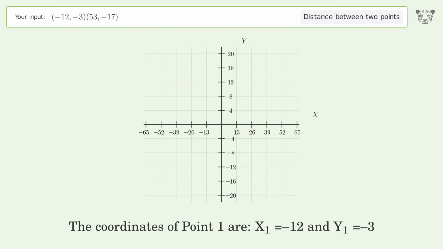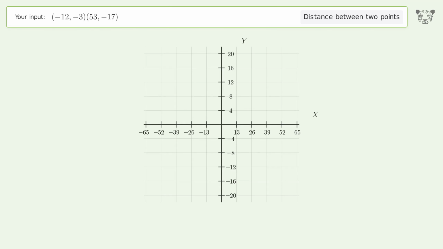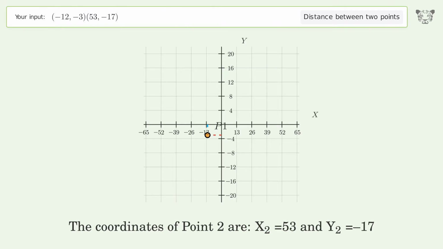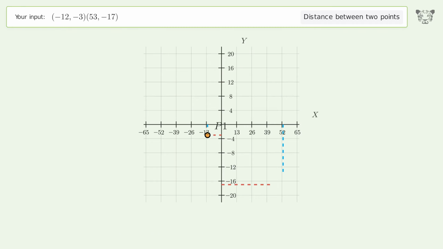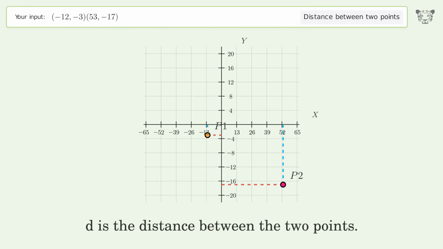The coordinates of point 1 are x1 equals -12 and y1 equals -3. The coordinates of point 2 are x2 equals 53 and y2 equals -17. D is the distance between the 2 points.